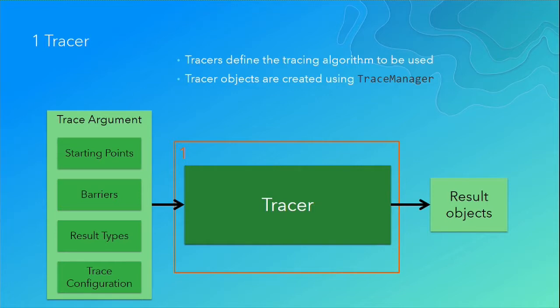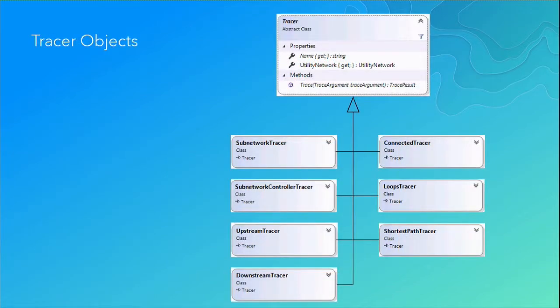The tracer itself defines which tracing algorithm you're going to be using. Tracer objects are created using a trace manager. The trace manager comes from the Utility Network Core class. We provide a different tracer class for each of the different types of traces supported by the utility network. So if you look at the ribbon, you'll see traces that correspond to each of these classes.